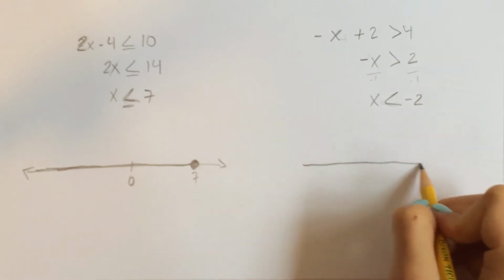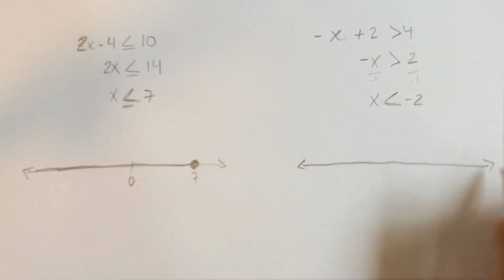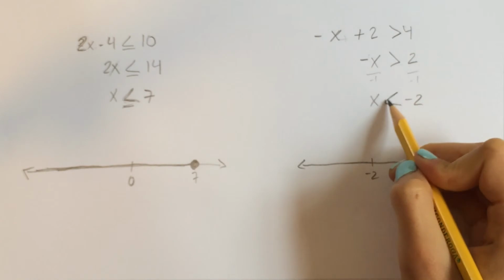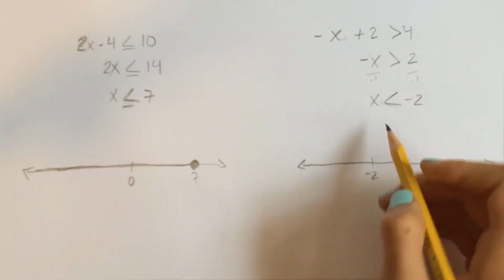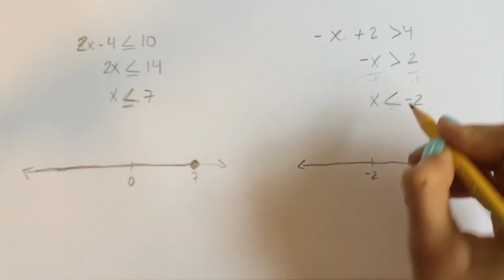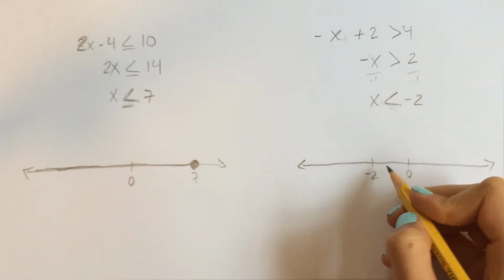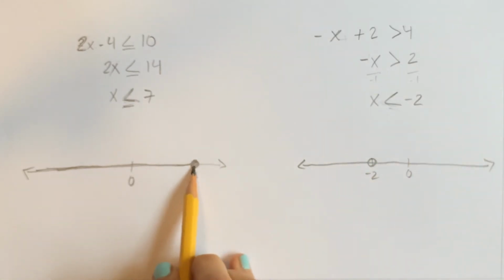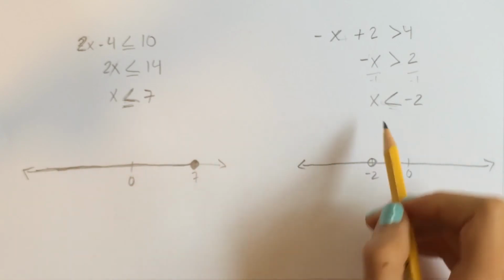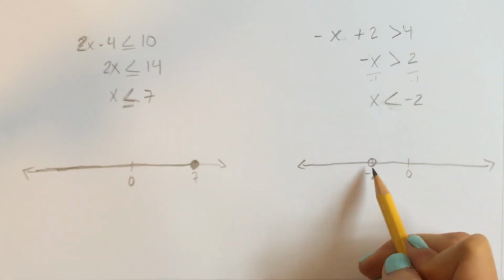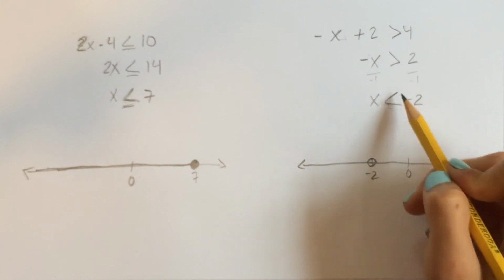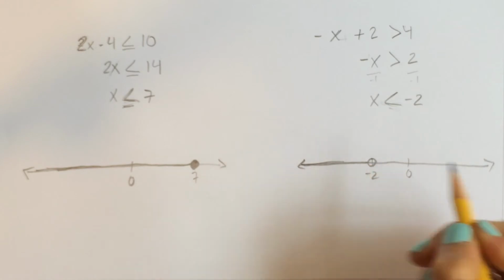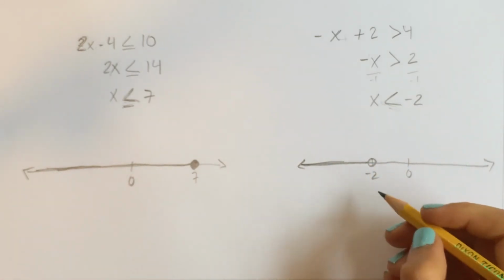So what's this on the number line? Here's our number line. Here's 0. Here is negative 2. So is negative 2 included in the solution set? No, because there's no equal sign. It is specifically any number that is smaller than negative 2. So we will do an open circle. We will not fill in the circle. With the 7, we filled in the circle because it was included. And then any number that's smaller than negative 2 will also work because x is smaller than negative 2. So the solution set to this inequality is any number smaller than negative 2.